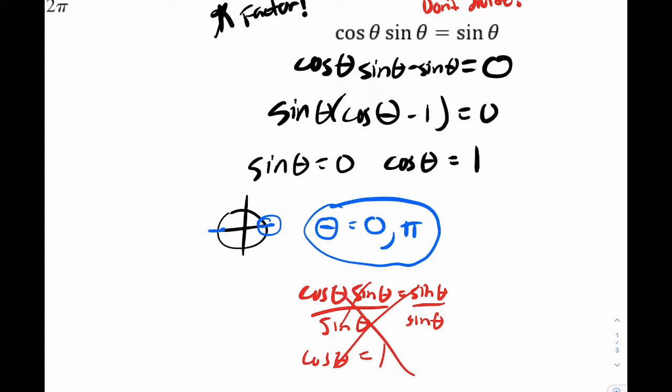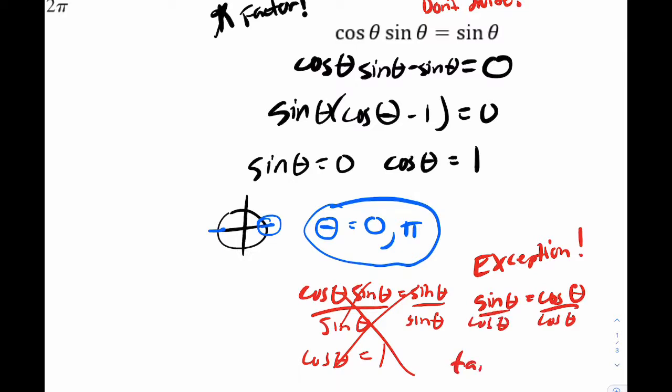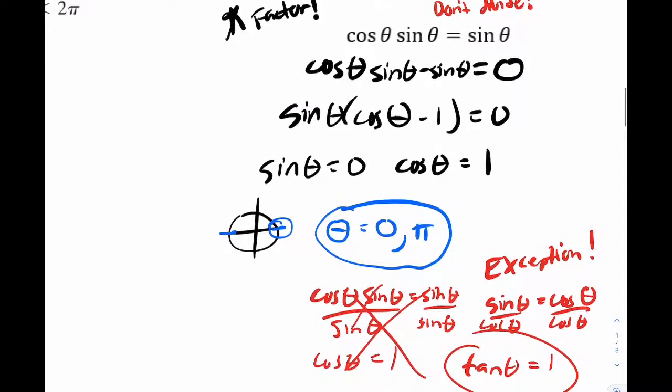The exception to this rule is if you have something like, let's say, sine theta equals cosine theta. In this example, you actually could divide by cosine, and that's because you're going to create a tangent right here, and then that's going to be easier to solve. So in that case, you could do it. But in an example like the one above, make sure you simply don't divide out that sine function.